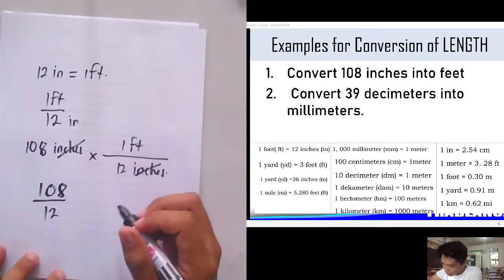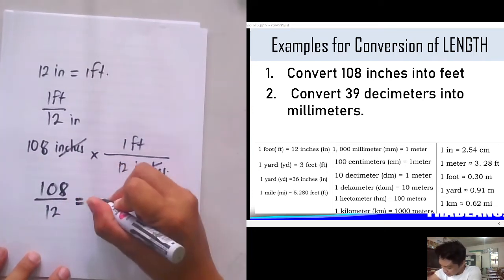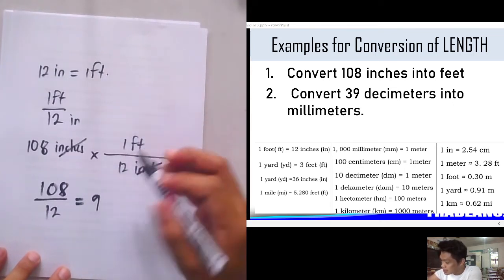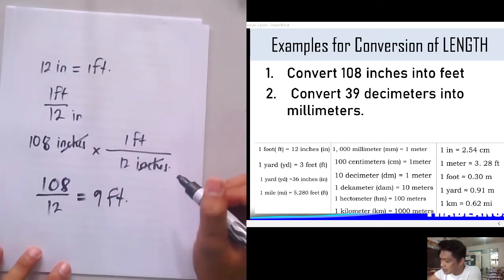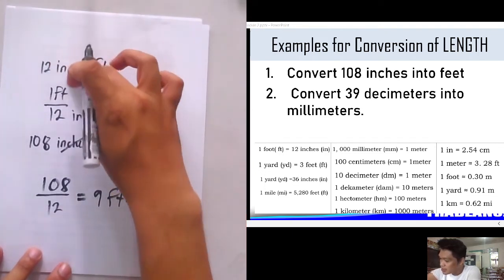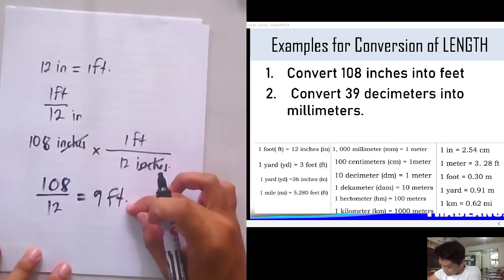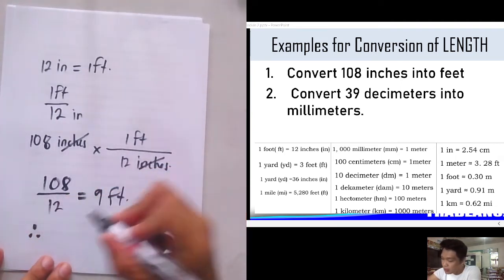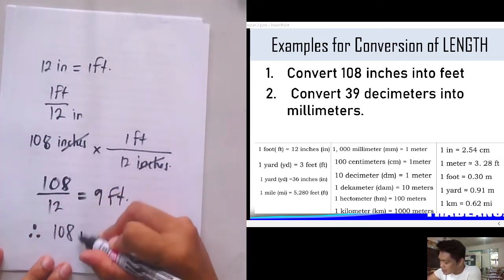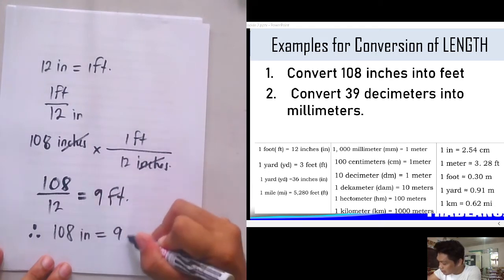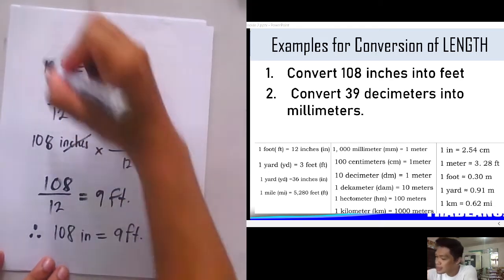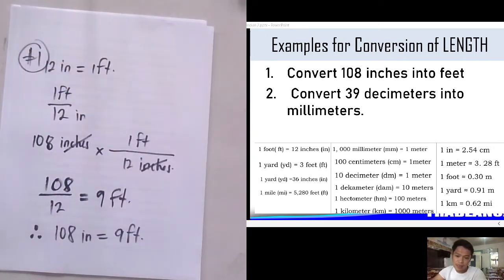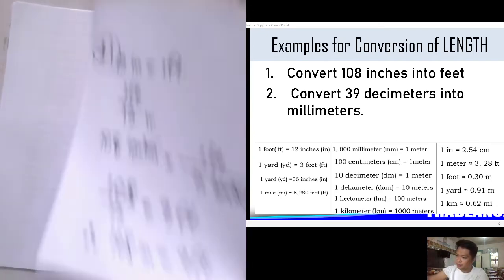And if you're going to divide 108 by 12, the answer is 9. And ano po yung natitirang unit na dito sa taas? That is feet. So that is now the answer. Therefore, 108 inches is equivalent to 9 feet. And that is now example number 1. Okay? Next, let's proceed now to example number 2.